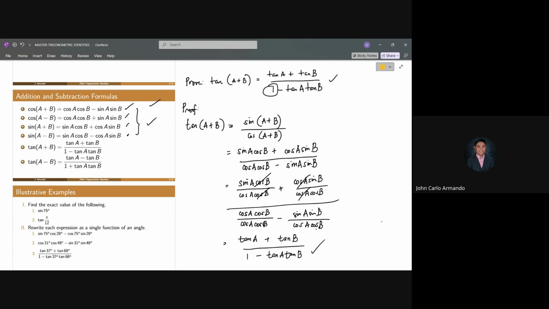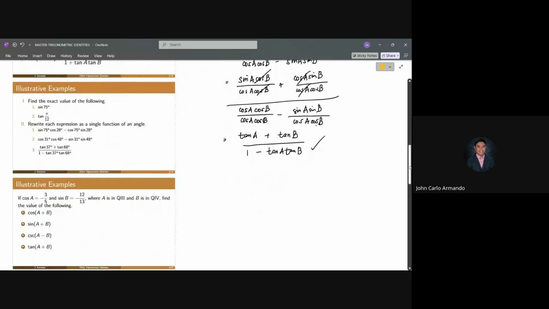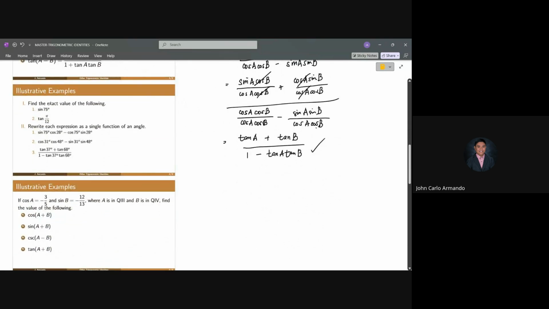So we proceed to the examples. As you can see, we can use this addition and subtraction formulas to find the exact value of an angle which is not a special angle. Let's say we have this one. Let's say find the exact value of sine 75. Okay, sine 75.